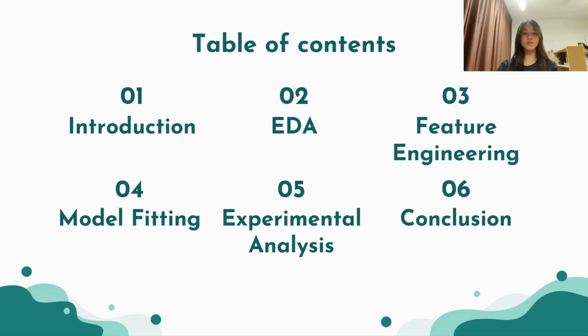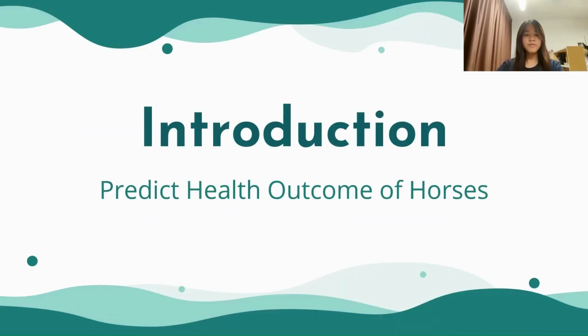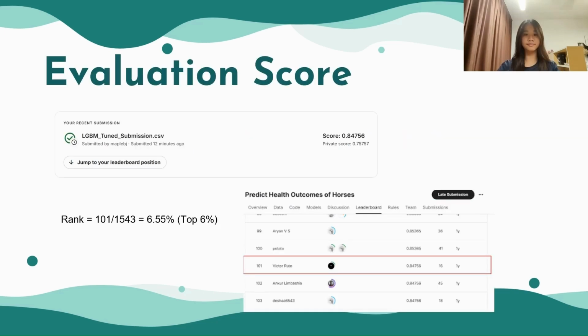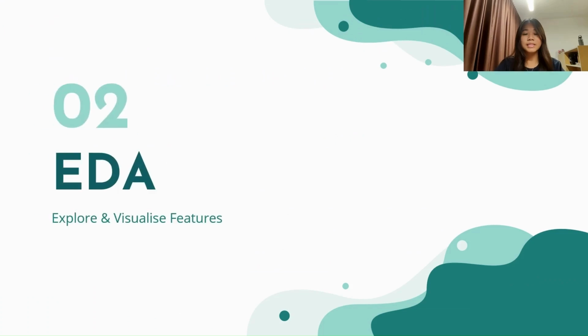These are the content we will be going through today. The aim of this project is to provide a robust predictive model to predict the health outcome of horses. We managed to achieve top 6% in the ranking. Let's take a look at the insights from the EDA.